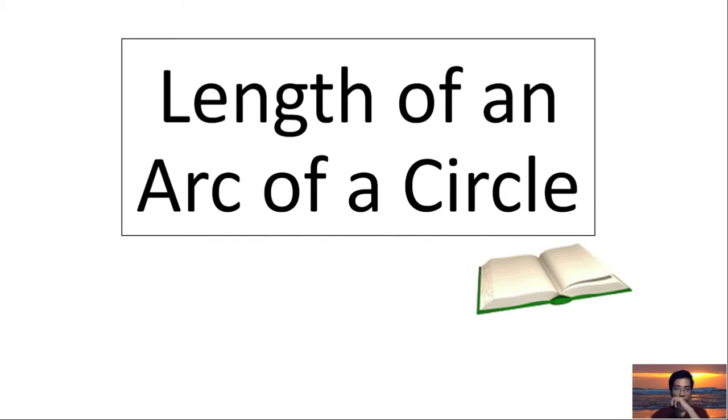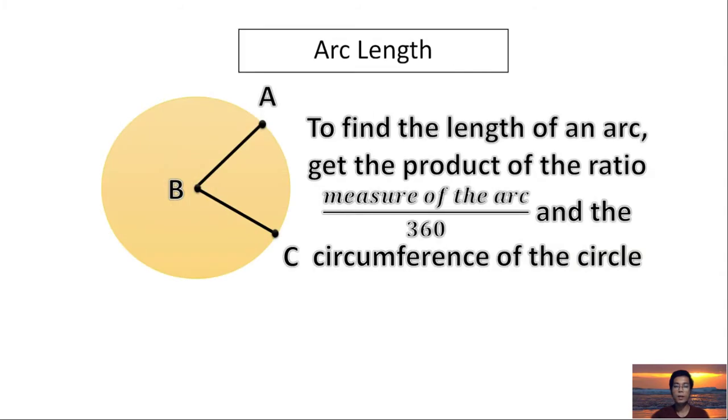Diba sa una nating video, ang circle or ang arc ng circle na may measure in degrees, pwede rin nating makuha ang length of an arc of the circle. At ang unit na natin ginagamit doon is in radians. Para mas maliwanag, dapat yung answer mo dito naka-pi units. Arc length. To find the length of an arc, get the product of the ratio, measure of the arc over 360, and the circumference of the circle. So halimbawa dito kasi, ang kukunin mo is yung haba ni arc AC. So mula kay A hanggang kay C, gaano daw siya kahaba. So ito po yung ating formula.